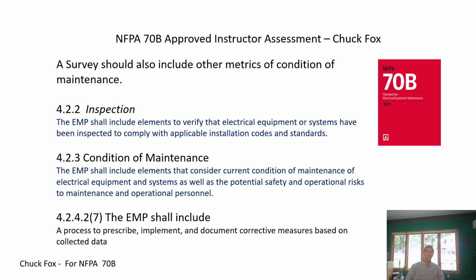4.2.2 talks about an inspection. Basically, this inspection is a review of the electrical system to assure that it is in compliance with the installation codes and standards. Here we're referencing the NFPA electrical cycle of safety, the components and structure of NFPA Article 70, the National Electrical Code. 4.2.3, condition of maintenance, will look for other types of visual inspections and reliability concerns and issues in order to address the overall assessment of the electrical components and their condition of maintenance.